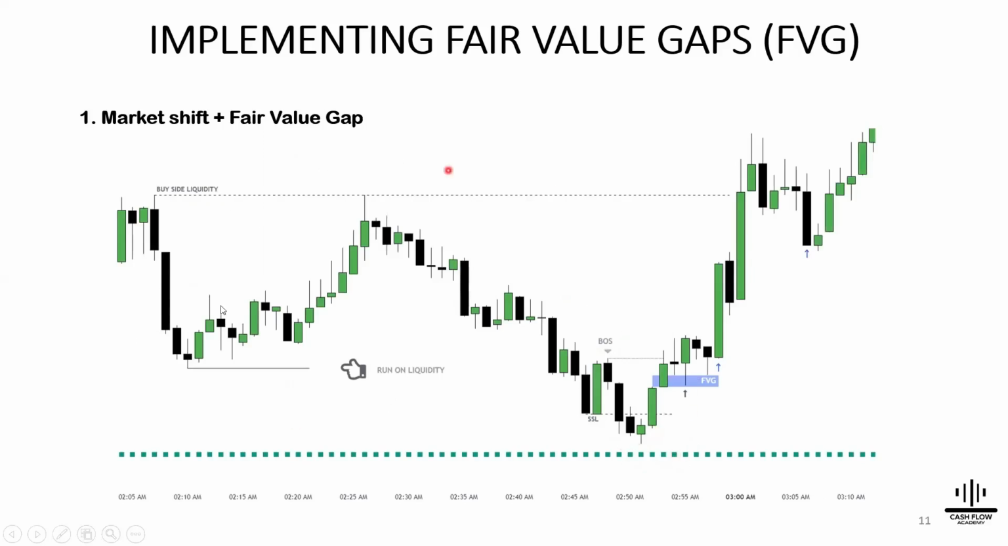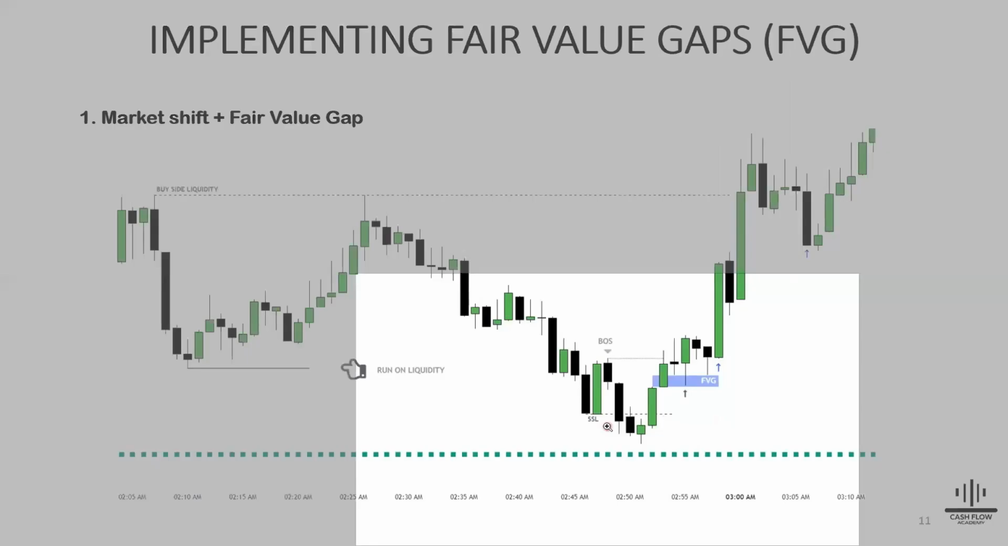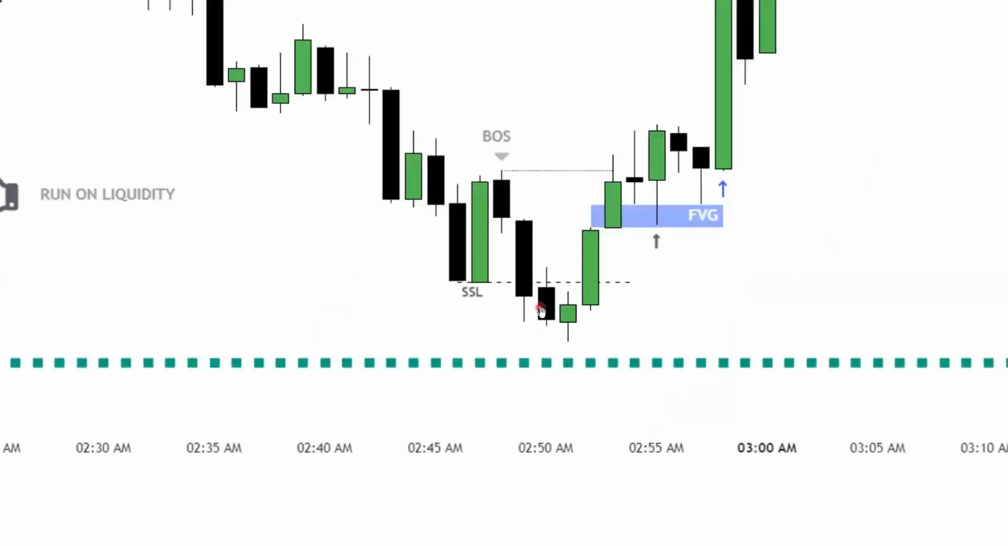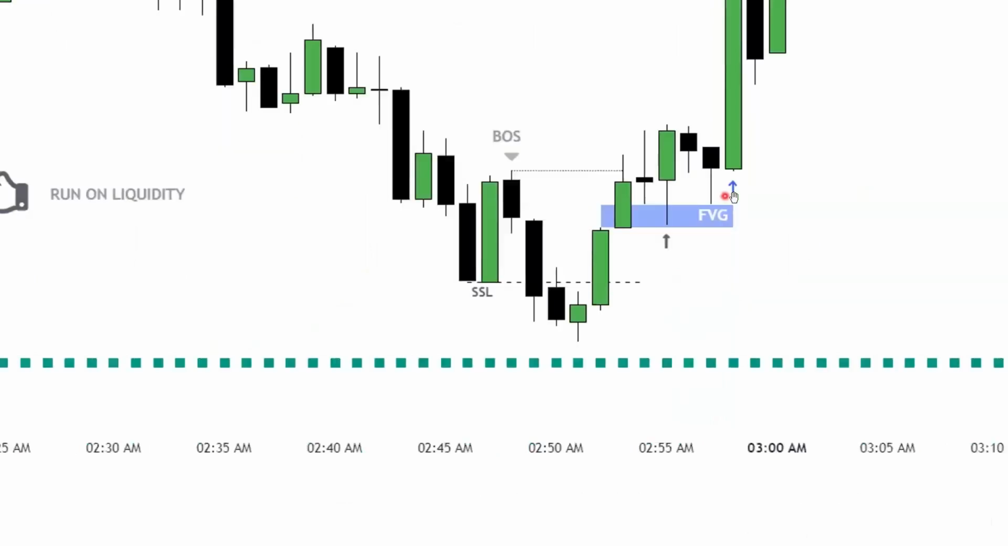Now, once you've seen that, you've determined your bias, that price wants to run in a certain direction, you go down to a lower time frame. So this is a 1 minute time frame. You can see, let me enlarge. You can see price taking liquidity to the downside, breaking structure to the upside. So this fair value gap here serves as an entry for you into market. So this arrow here is just indicating the trade I took.